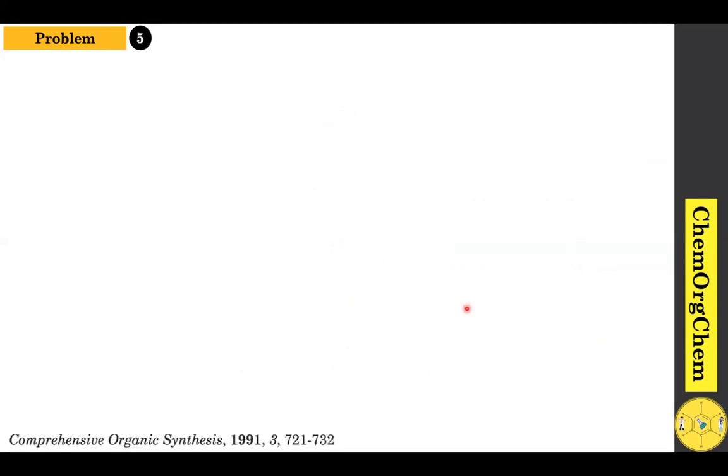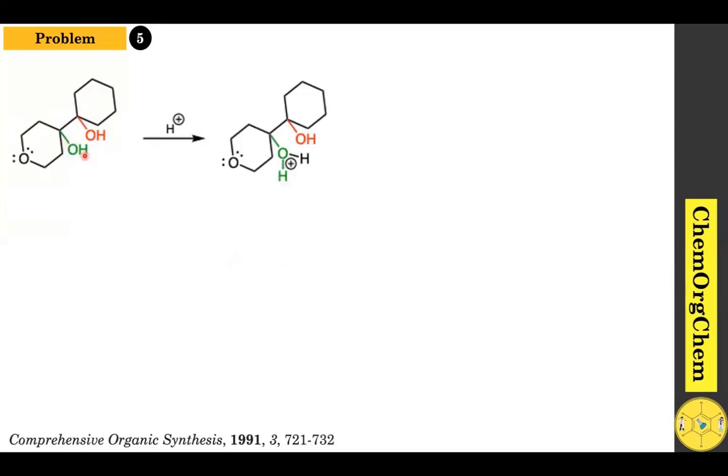Next we're moving on to problem number 5. Once again, this is also an unsymmetrical diol. Here also there is an equal possibility to protonate each hydroxy group. However, selectively, this hydroxy group is protonated. Once it is protonated, that oxygen plays a crucial role in generating a new carbocation intermediate.